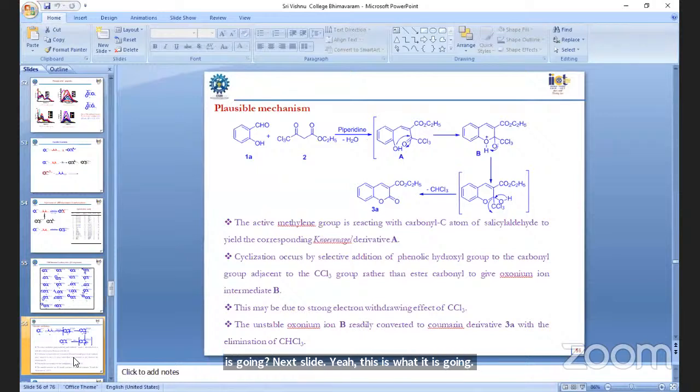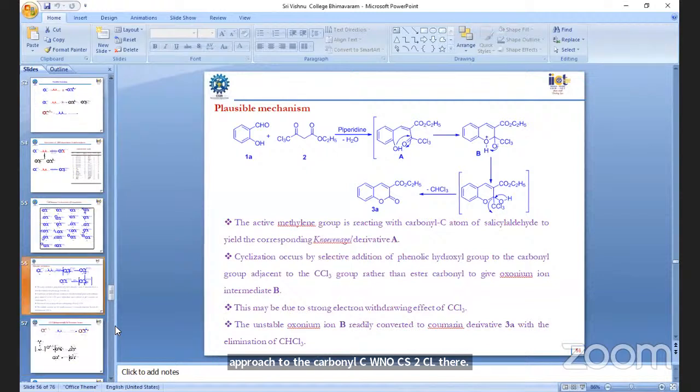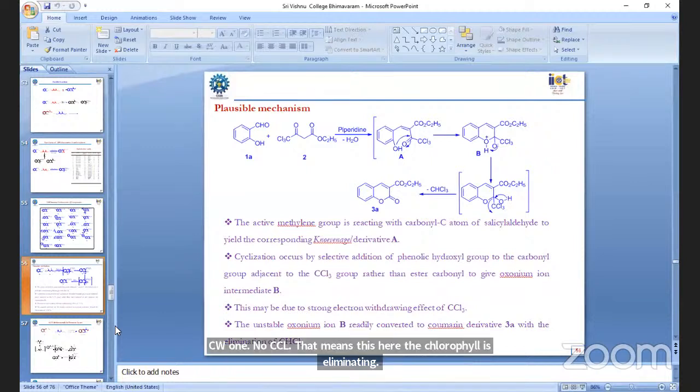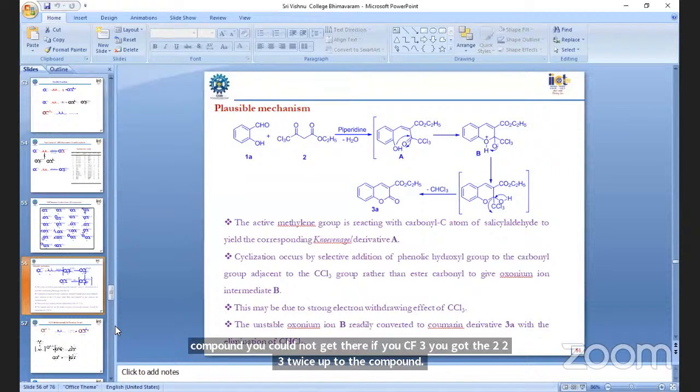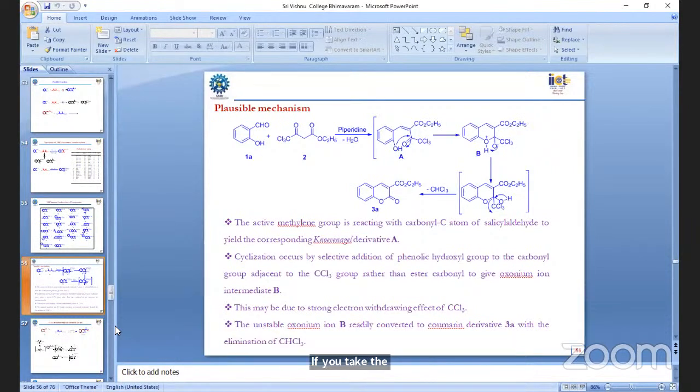This is how it is going. See, it is a simple Knoevenagel condensation approaching. As I showed in the earlier slide, instead of the nucleophile approaching the carboxy group, it approached the carbonyl, C double bond O CH2Cl. Here, C double bond O CCl3. That means here the chloroform is eliminating. The interesting thing is that here chloroform is eliminated, and you got the compound. There it is difficult to eliminate CF3. CHCl3 elimination is easy compared to CHF3. CHF3 is very difficult to eliminate. That is the reason you could not get the CF3 compound; if you use CF3 you got the 2,2,3-trisubstituted compound. If you take the trichloro, you got the carboxy compound. Here the eliminated species is chloroform.